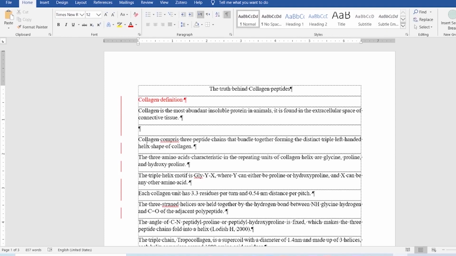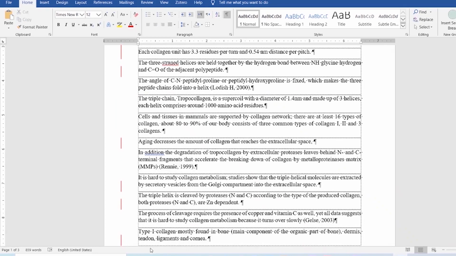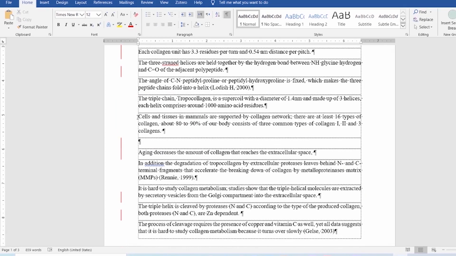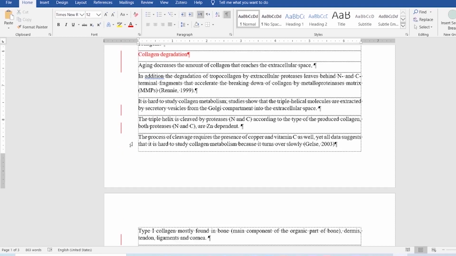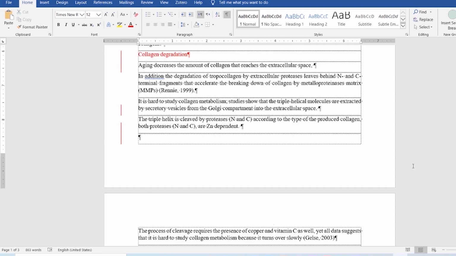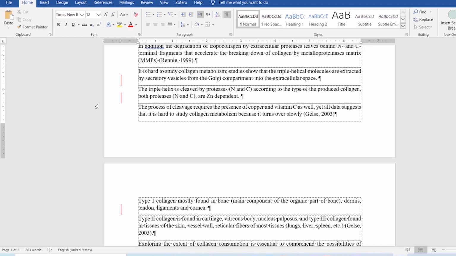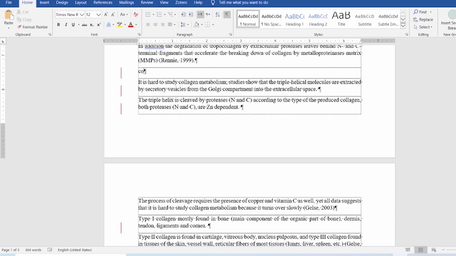Then we talk here about the composition of collagen. So let's try to write a title here, collagen composition. Here, we are talking about the degradation of collagen. But before the degradation, cells and tissues in mammals are supported by the collagen network. So why collagen? Why are we interested in collagen? Here, the aging and degradation, so collagen degradation. In this sentence, you can see that we start to talk about collagen formation. Actually, from this sentence as well, we will have collagen formation here.